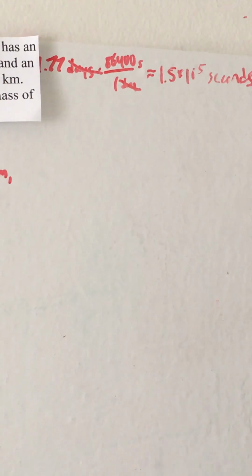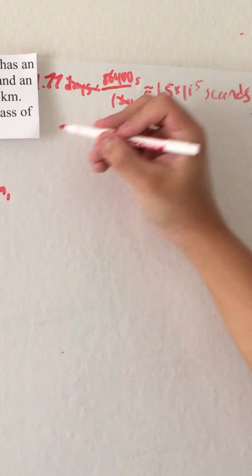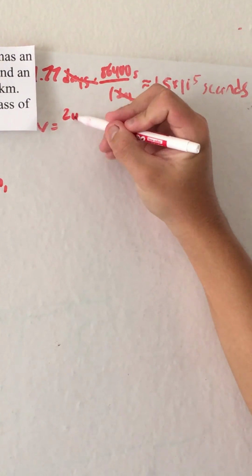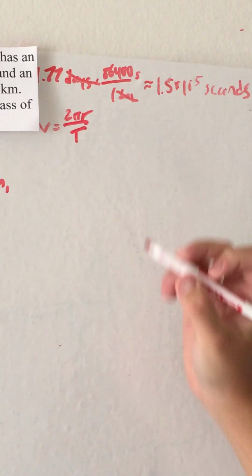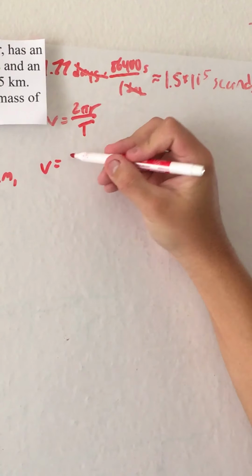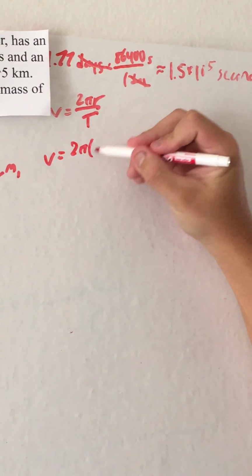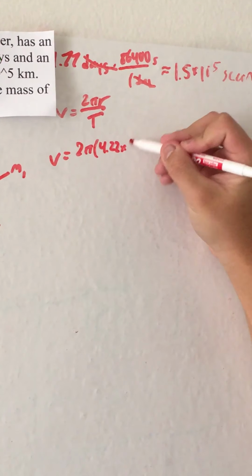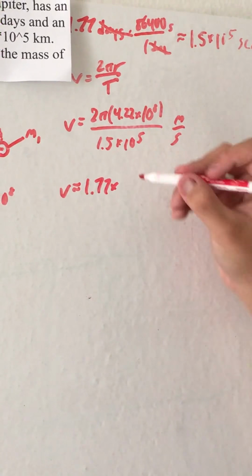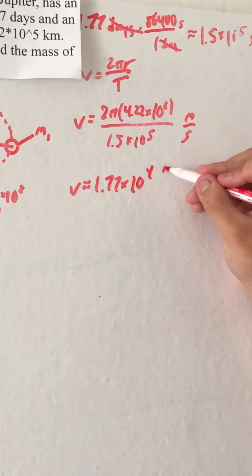Next, we have to find the velocity, and that could easily be done by v equals 2 pi r over t. So all we do is plug in the orbital radius, which is 4.22 times 10 to the 8th, and divide by the number of seconds, which is 1.5 times 10 to the 5th. And then what we're left with is about 1.77 times 10 to the 4th meters per second.